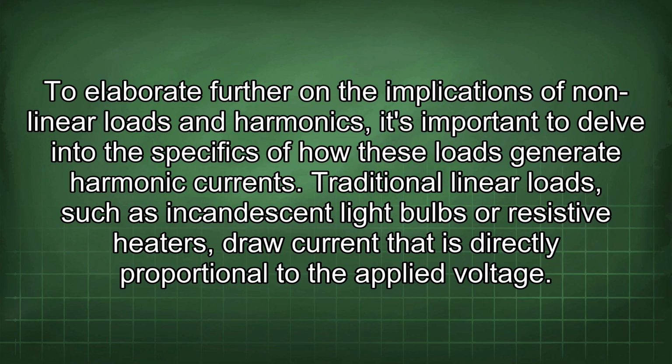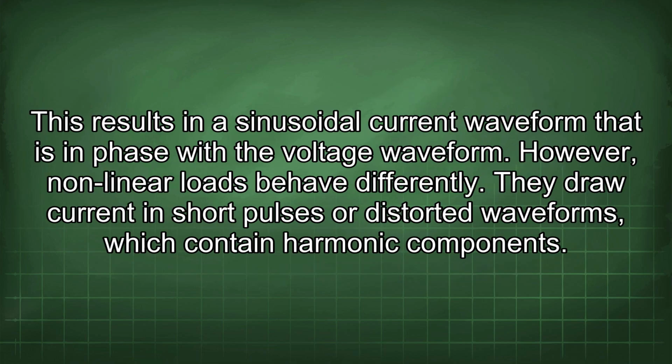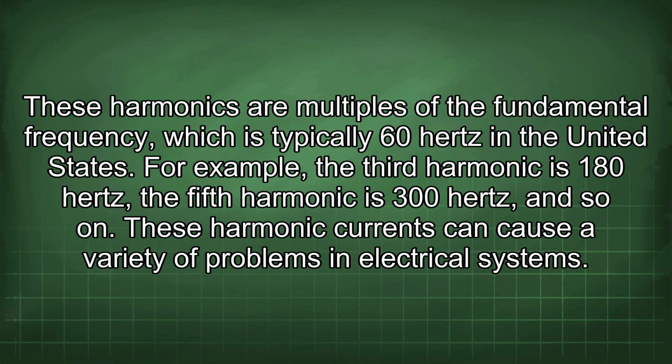Traditional linear loads, such as incandescent light bulbs or resistive heaters, draw current that is directly proportional to the applied voltage. This results in a sinusoidal current waveform that is in phase with the voltage waveform. However, nonlinear loads behave differently. They draw current in short pulses or distorted waveforms, which contain harmonic components. These harmonics are multiples of the fundamental frequency, which is typically 60 Hz in the United States. For example, the third harmonic is 180 Hz, the fifth harmonic is 300 Hz, and so on.